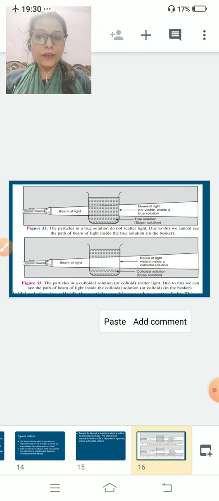What do you mean by Tyndall effect? Tyndall effect is the scattering of light. Clear? I think with this, suspension, colloids and solution are clear to you.